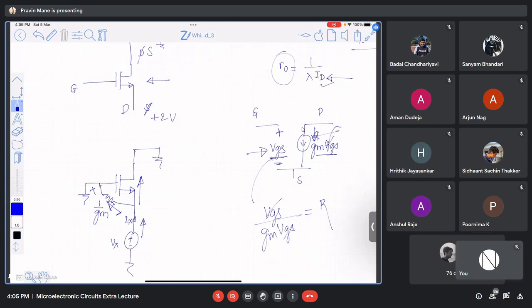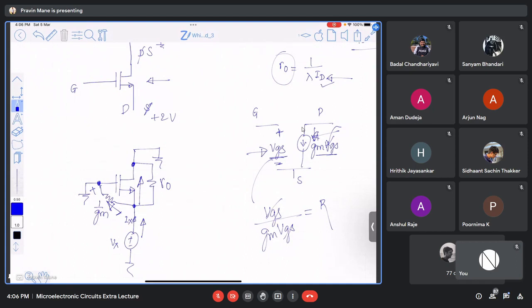And where is the RO present? RO is between drain and source in this case. Now you see, 1 by Gm and RO, are they in parallel? See, this terminal is common. Where is this terminal connected to ground? So they have the same voltage across them. When the same voltage is there across them, they are in parallel.